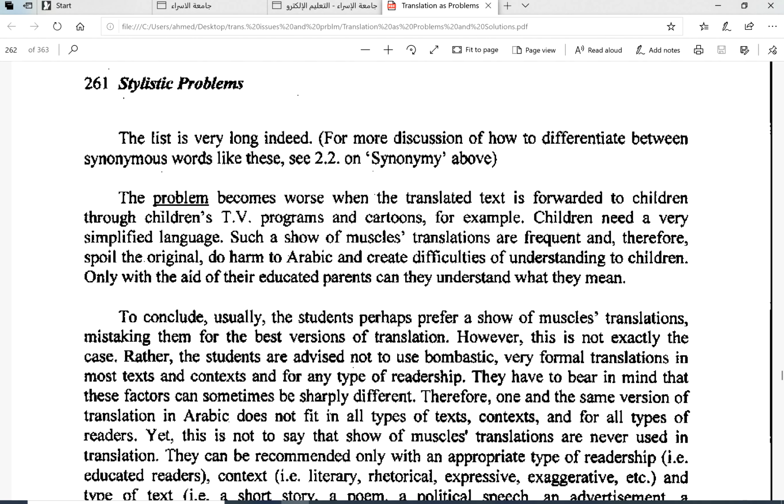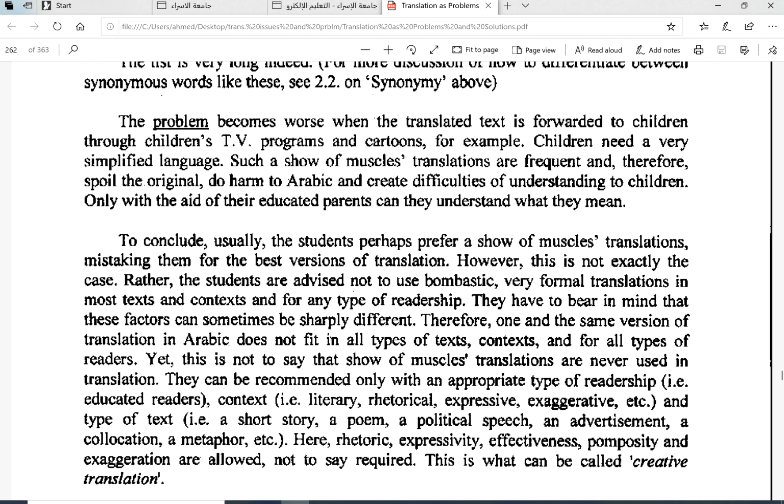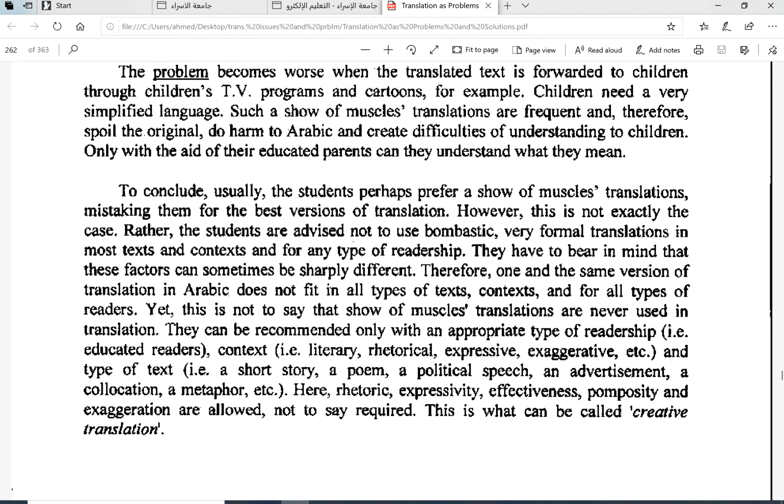For more discussion, we could read it or look for it in other books. The problem becomes worse when the translated text is forwarded to children through children's TV programs and cartoons. For example, children need a very simplified language, not show-of-muscles translations. Such translations are frequent and therefore spoil the original, do harm to Arabic, and create difficulties in understanding for children. Only with the aid of their educated parents can they understand what they mean.